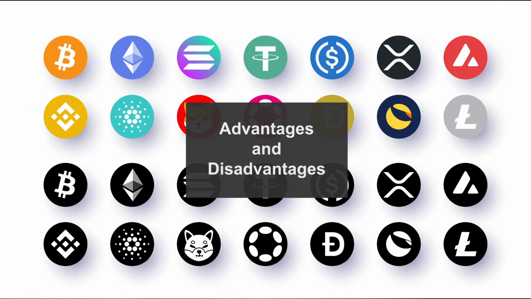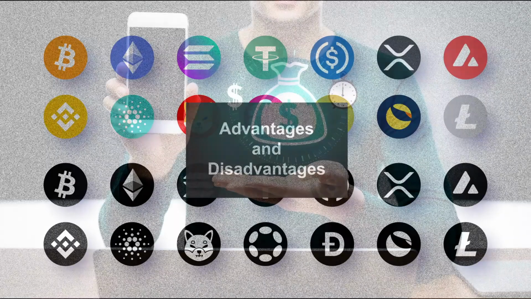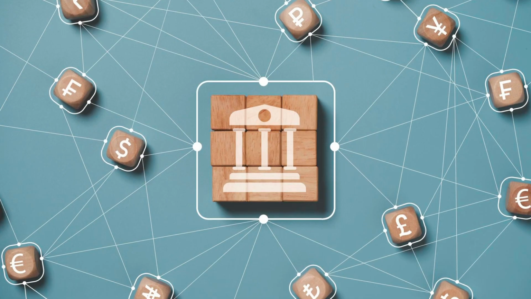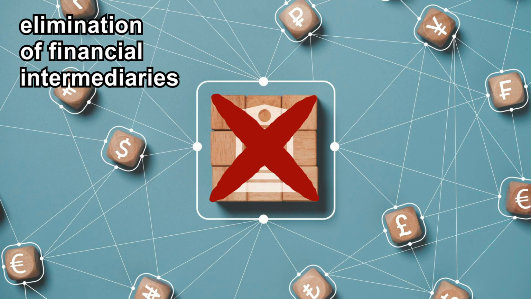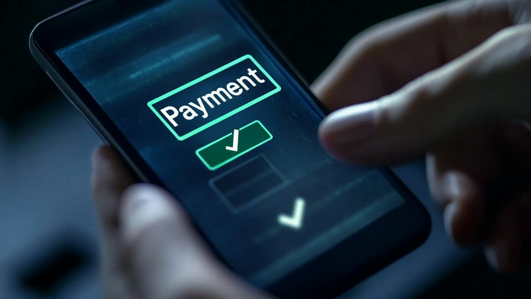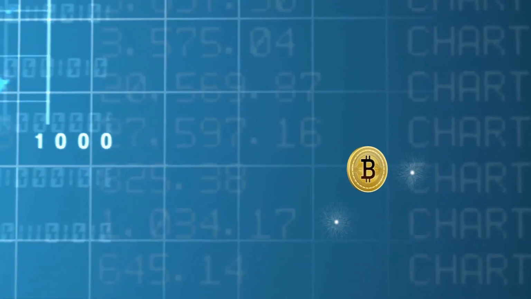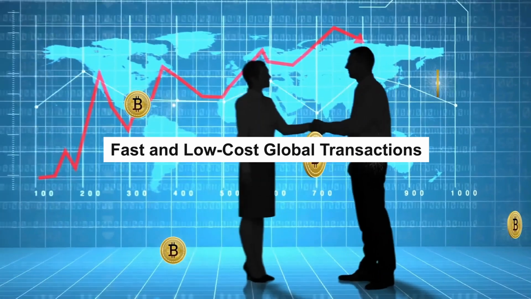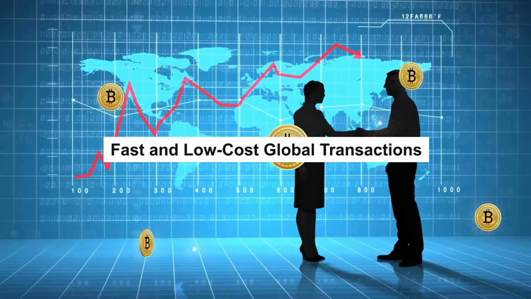Advantages and disadvantages of cryptocurrencies. The advantages of cryptocurrencies include high transaction speed, low cost, and the elimination of financial intermediaries like banks, which is referred to as being trustless. This means that transaction verification does not require a third party. For instance, international transactions using cryptocurrencies are typically faster and more affordable, which is a significant benefit for individuals working on a global scale.